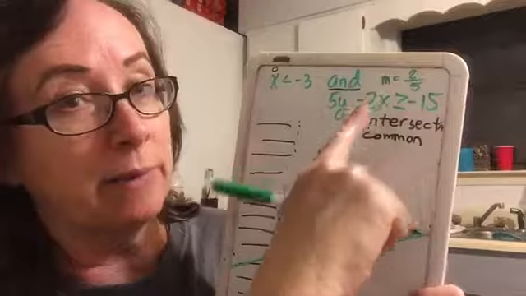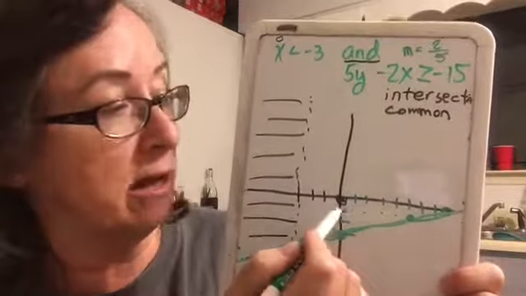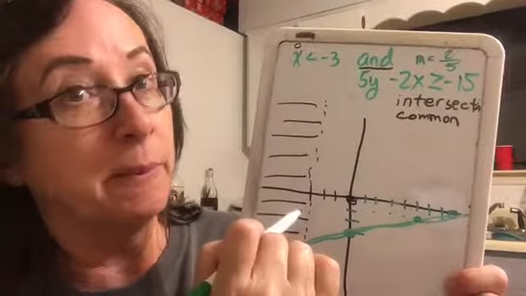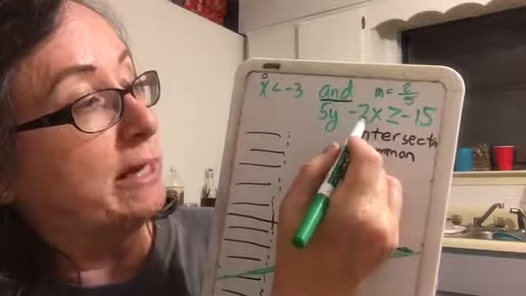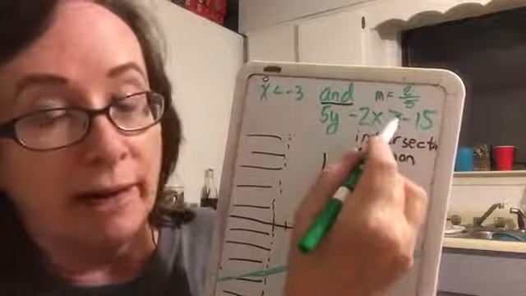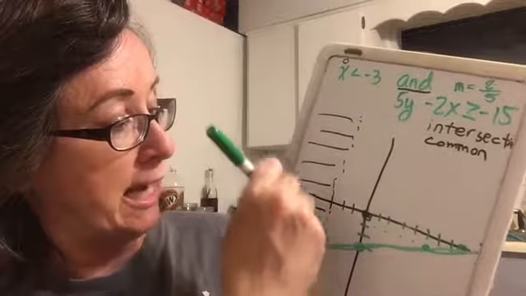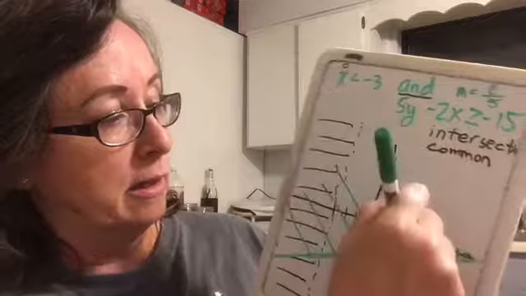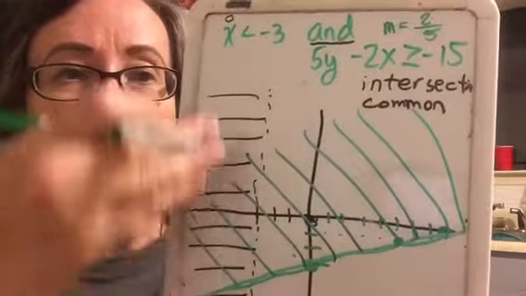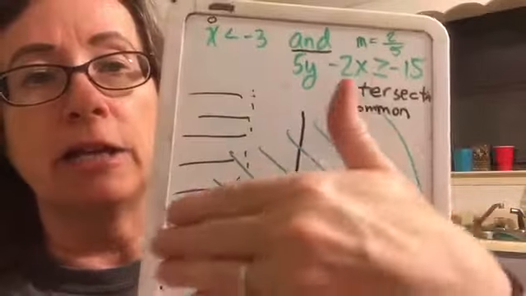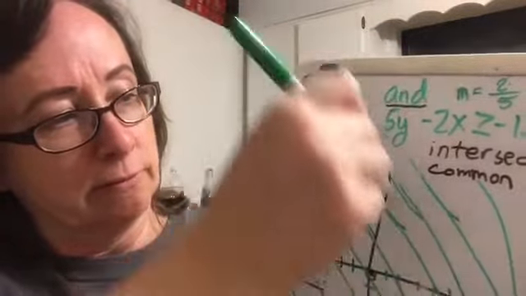Now to figure out which way I'm going to shade, I'm going to plug in my point 0, 0. Again, it is not on my line. Therefore, I can use it as my test point. I'm going to plug 0, 0 in here and here, and I wind up getting 0 is greater than negative 15. So I will shade towards my 0, 0. So I have a shading over here for my first inequality and a shading here for my second inequality. And of course, this is going on up, there you go.